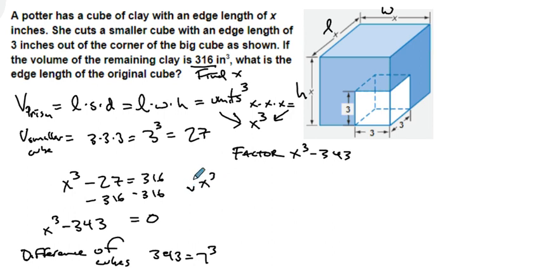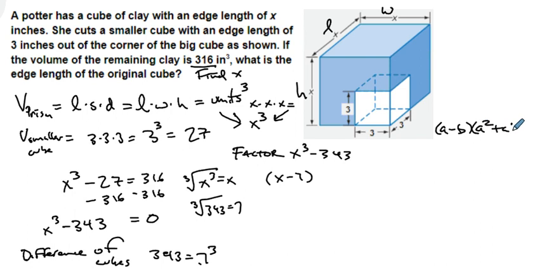So we got x cubed, and we're going to cube root that, and that's going to give us x. We're going to take the cube root of 343, and that's going to give us 7, and I know that because we already figured out it was 7. So you start with x minus 7, because that's how the difference starts, right? Remember, the difference is a minus b, and then a squared plus ab plus b squared.